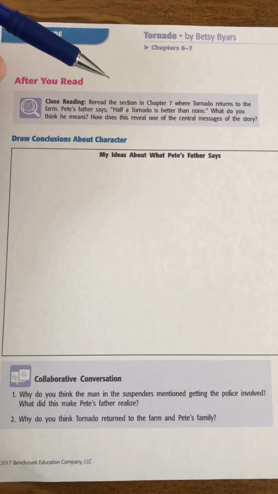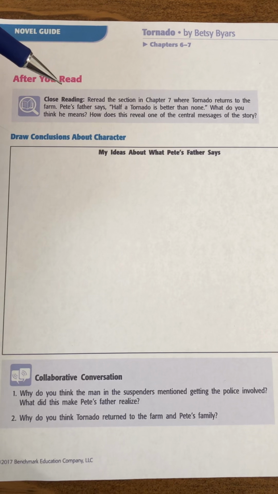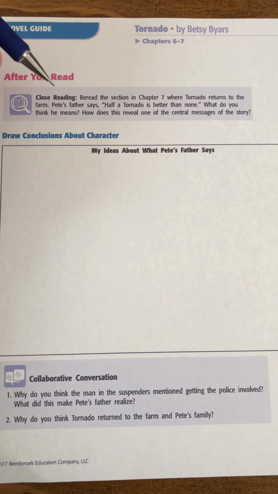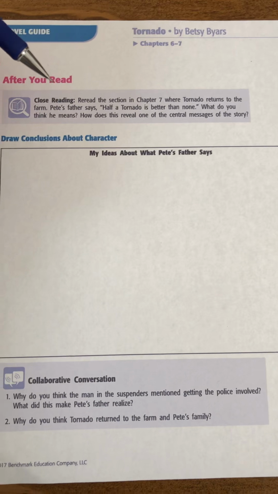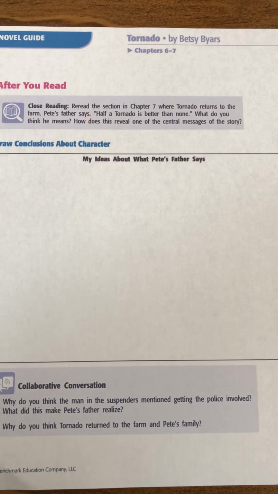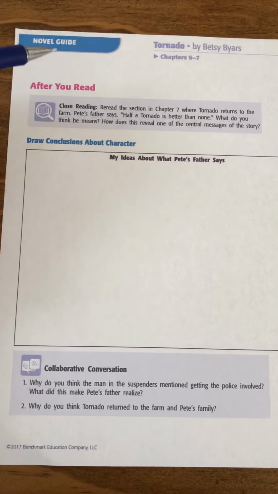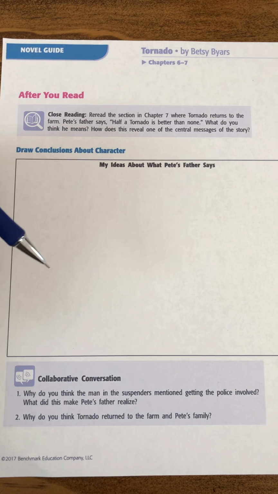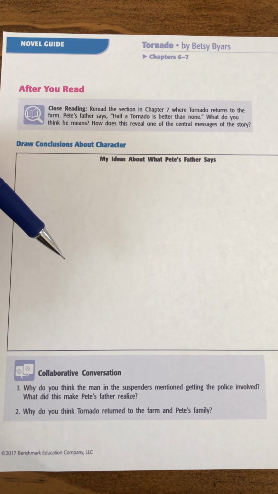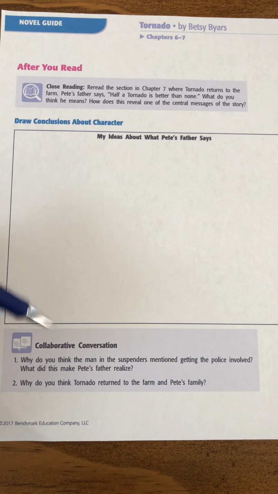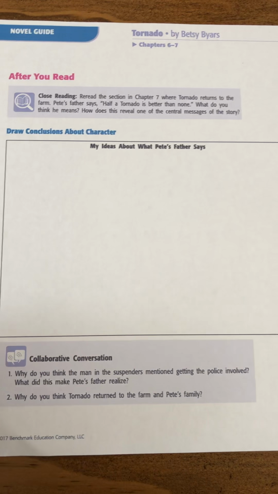When you're done reading, reread the section in chapter 7 where Tornado returns to the farm. Pete's father says half a tornado is better than none. What do you think he means? How does this reveal one of the central messages of the story? Central message is another way to say theme. Okay, so what do you think he means by saying half a tornado is better than none? And what does that tell you the theme of Tornado is? You should be able to write that here. Then tell your parents the answers to these two questions, and you have completed your Tornado work.